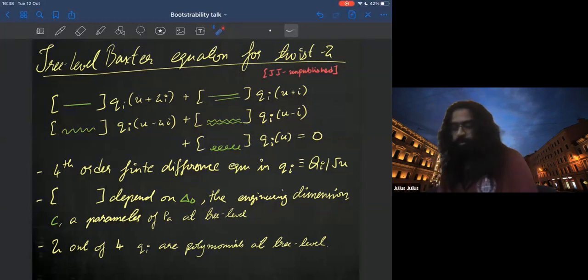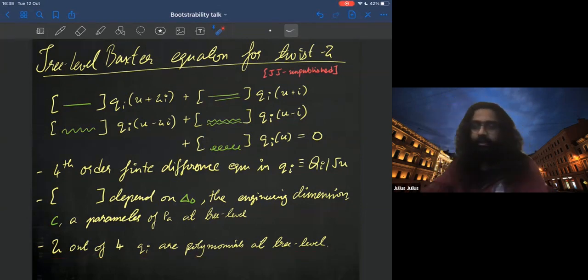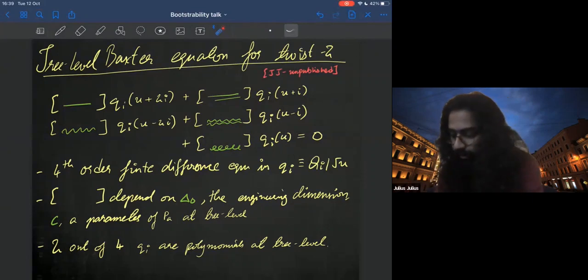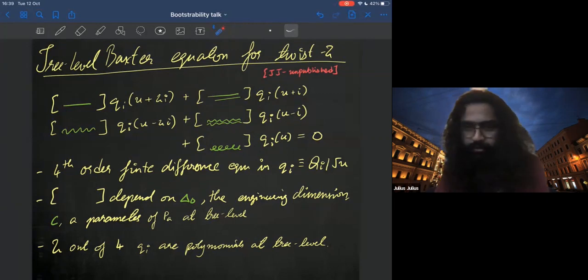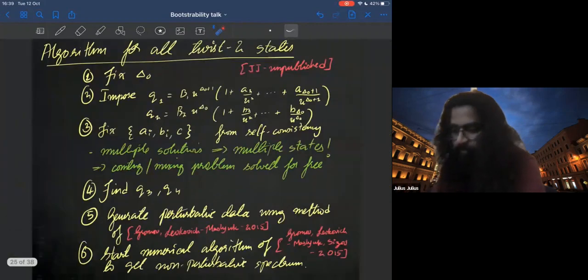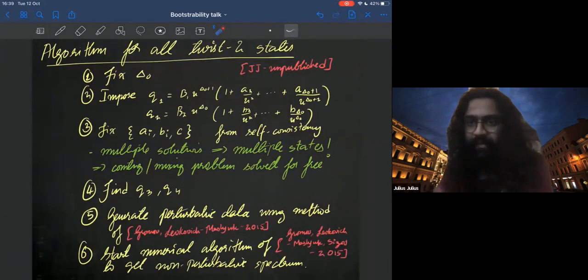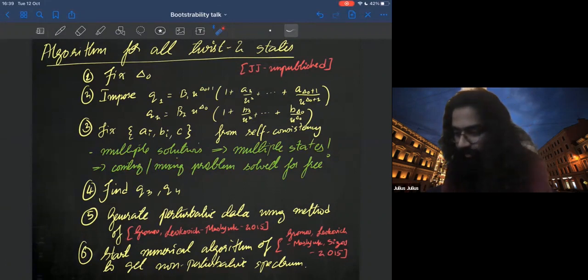Now, this is the Baxter equation. It's a 4th order finite difference equation, and 2 out of the 4 solutions are actually polynomial, and that's because at weak coupling we reduce to a highest weight spin chain. That's why we have 2 polynomial solutions. Very good. So now that we have the Baxter equation, we actually have an algorithm which we can use to map out all twist 2 states.